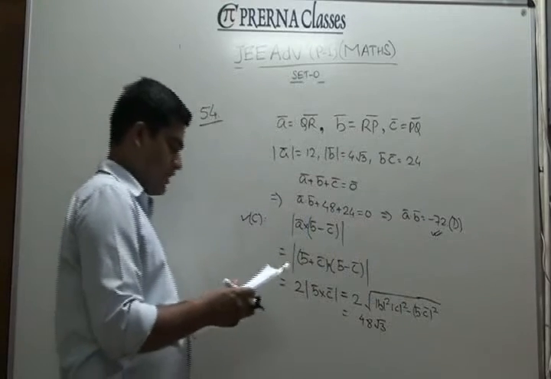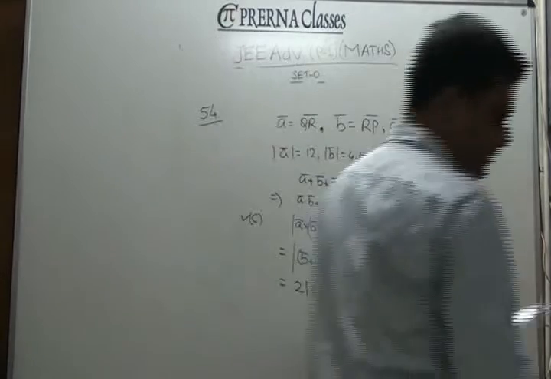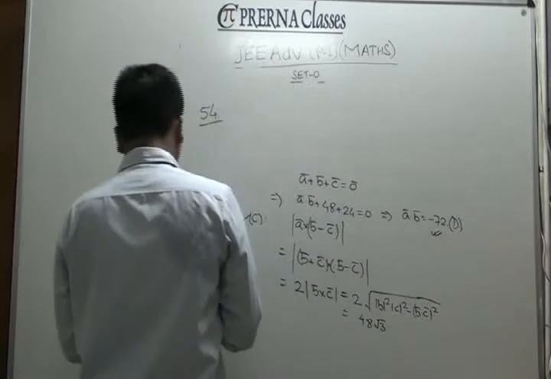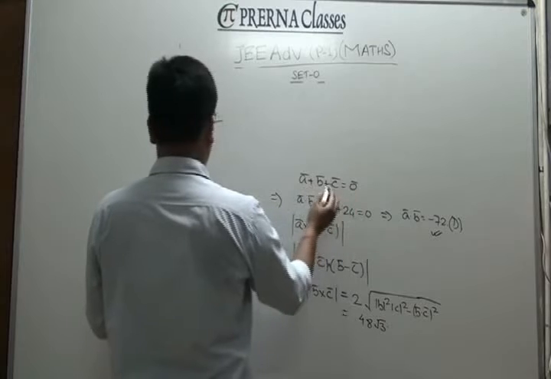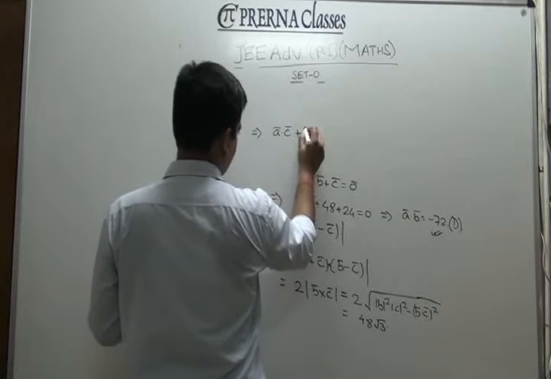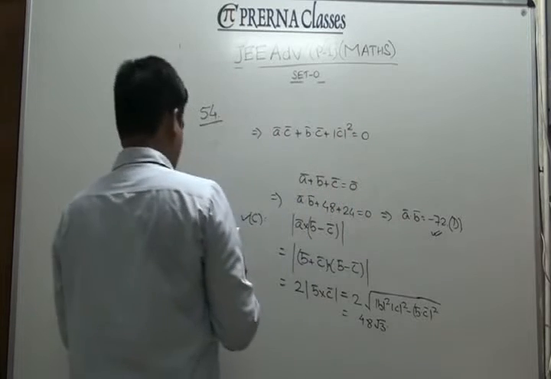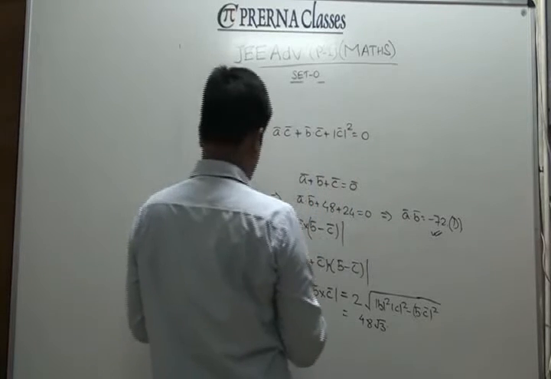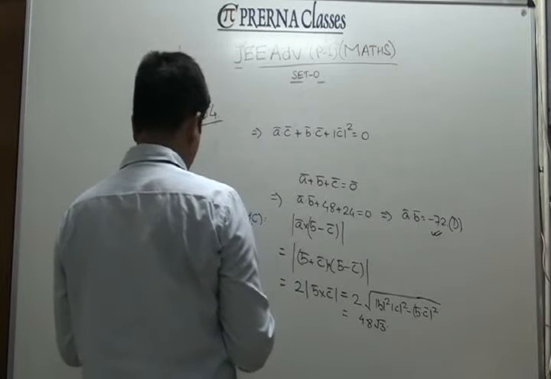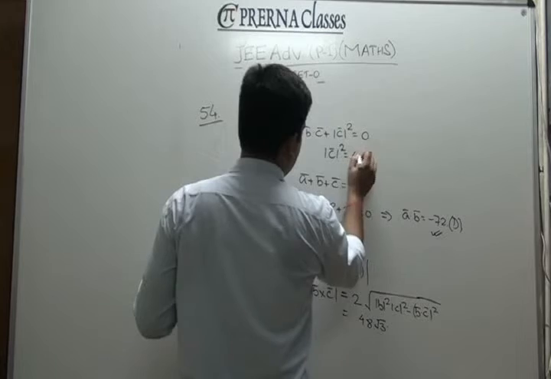Then you have two more options related to mod of C and mod of A, for which, if I consider the dot of this expression with C, since A dot C is known to us, you can figure it out as mod of C square as 48.